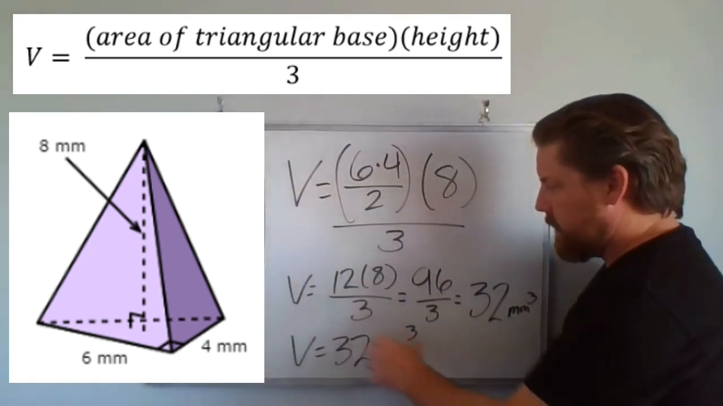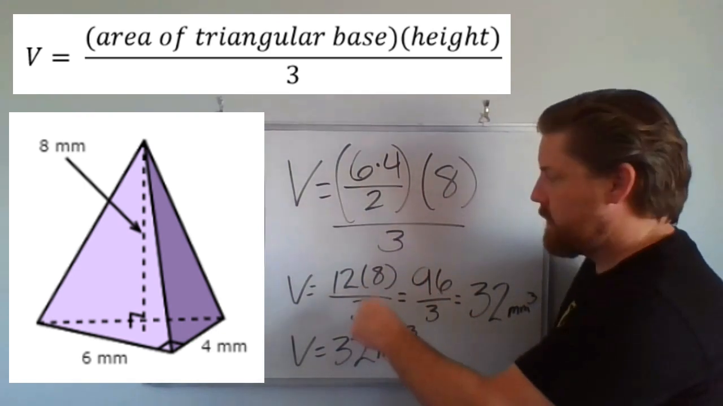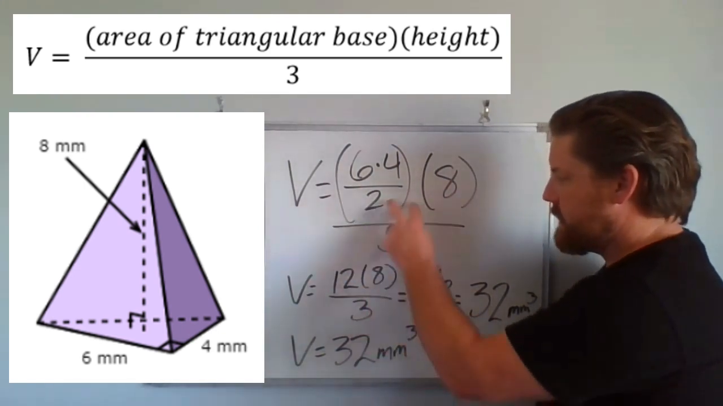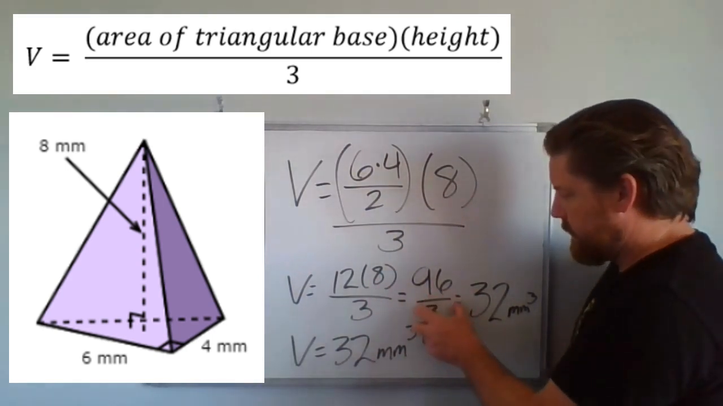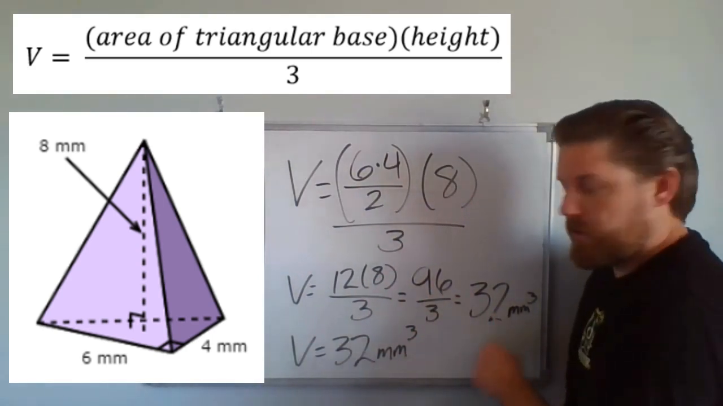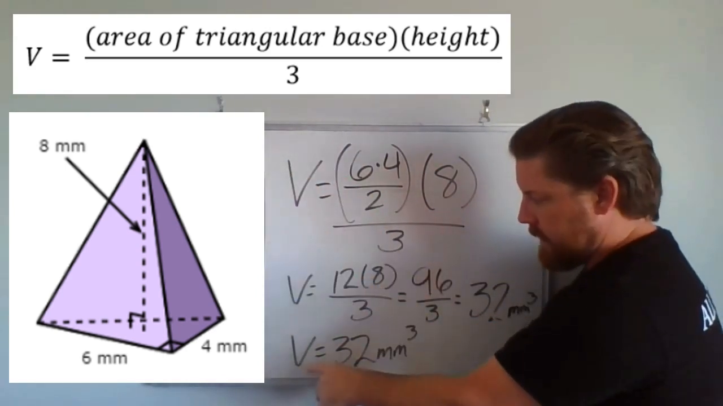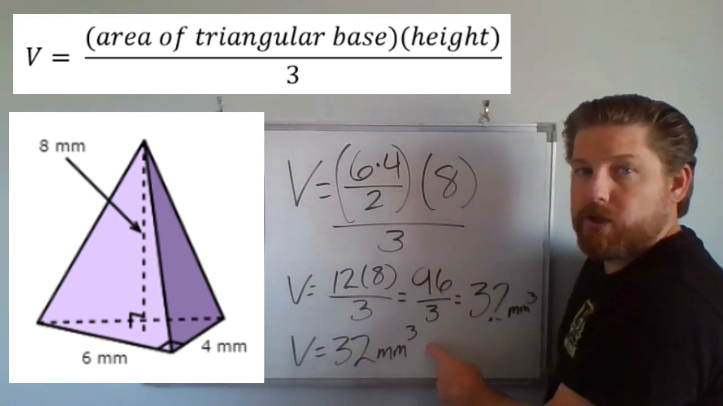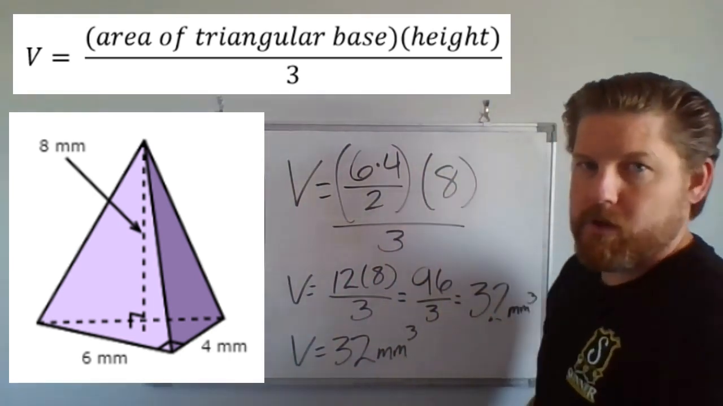Okay, working through the math here. 6 times 4 divided by 2 is 12. 12 times 8 divided by 3. 12 times 8 is 96. 96 divided by 3 is 32. So the volume of this triangular pyramid is 32 millimeters cubed, or 32 cubic millimeters.